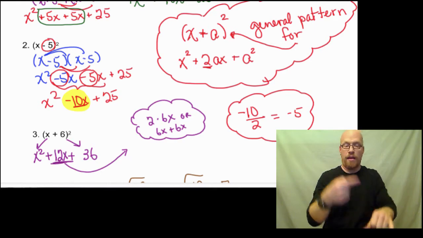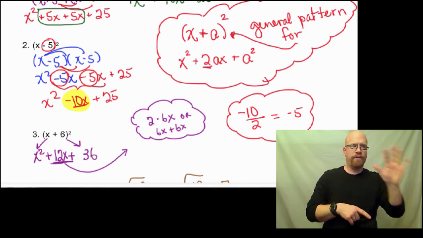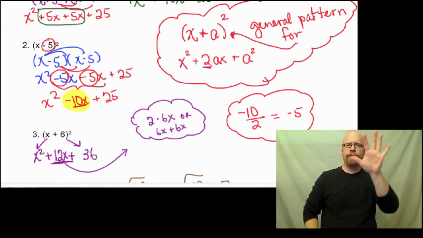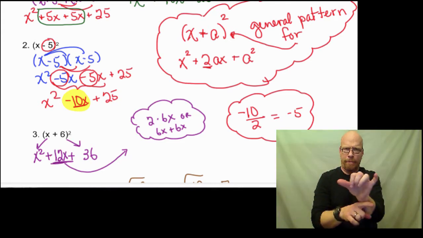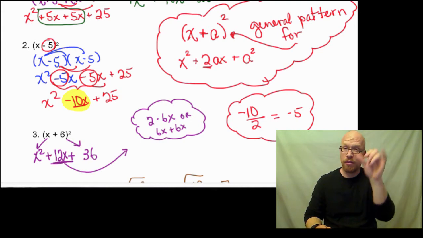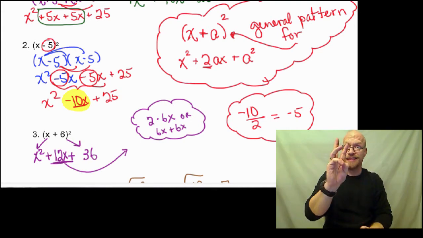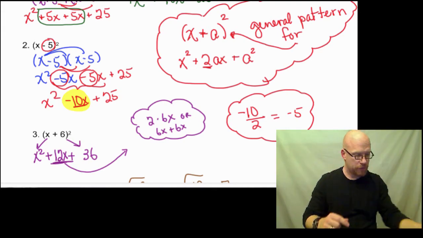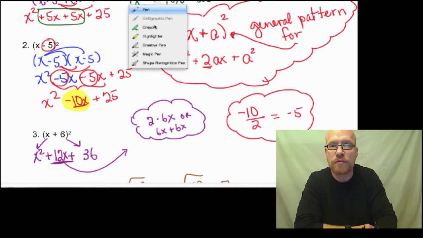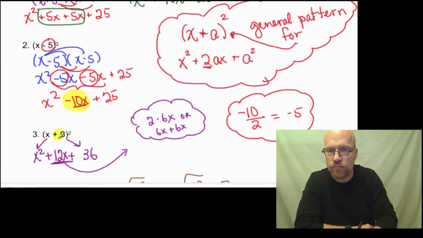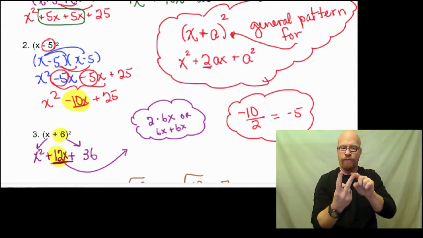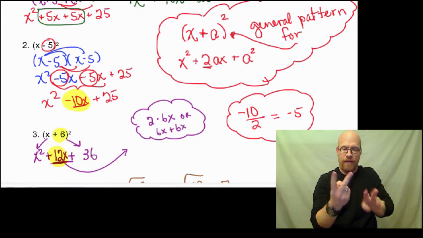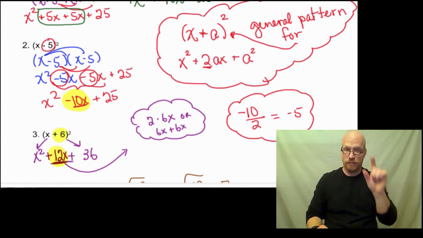Okay, now this, negative 10 divided by 2 is negative 5. And that is up there in our squared binomial, x minus 5 squared. Okay, so now number 3 here was x plus 6, the quantity squared. You doubled 6 to get 12. Keep that in mind.